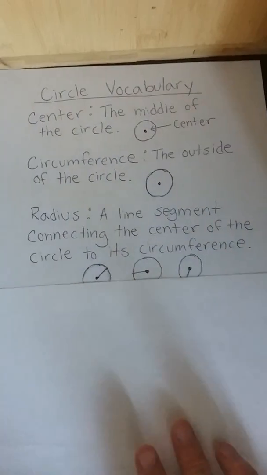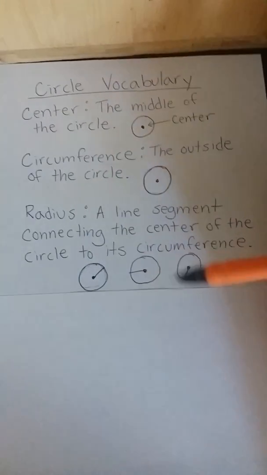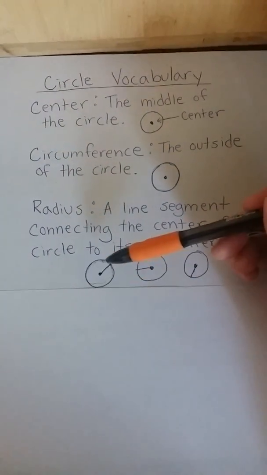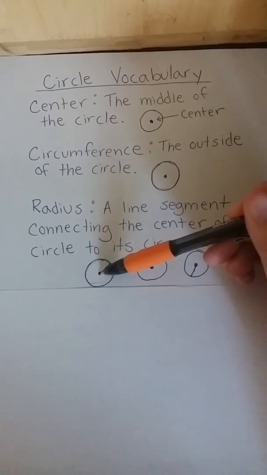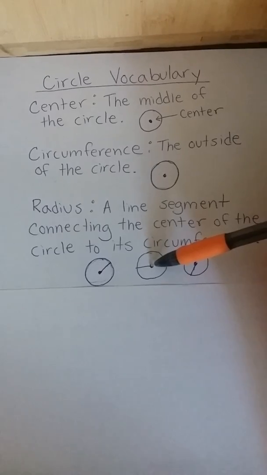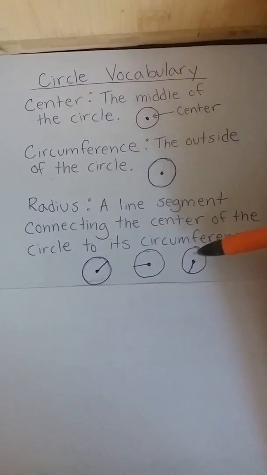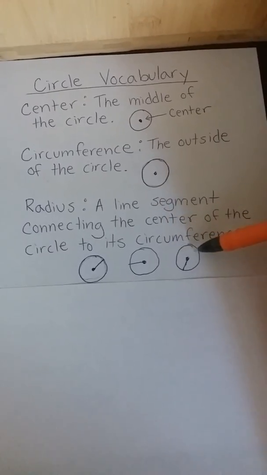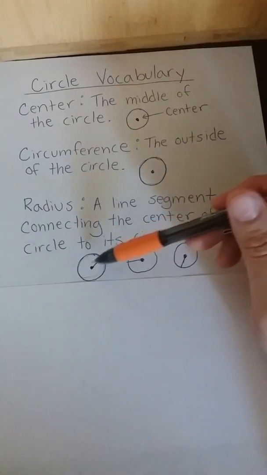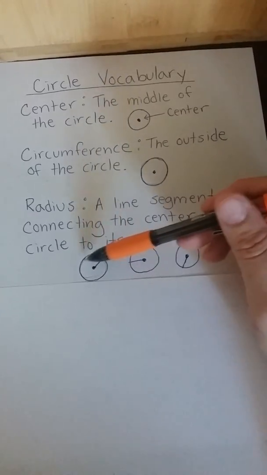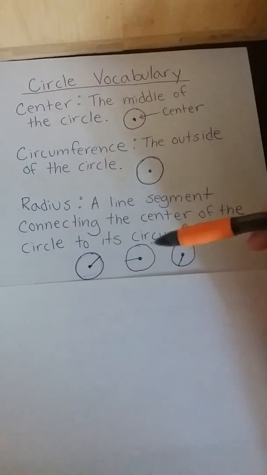So the radius is a line segment connecting the center of the circle to its circumference. This line can go anywhere, so it starts at the middle and it goes to the circle. Starts at the middle, goes to the circle. It can go in any direction, but a radius just connects the middle, the center of your circle, to the actual circle. It goes to the circumference of our circle.